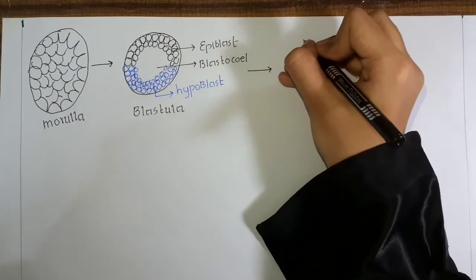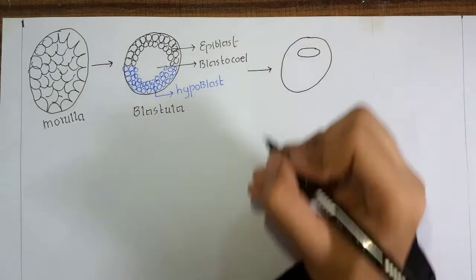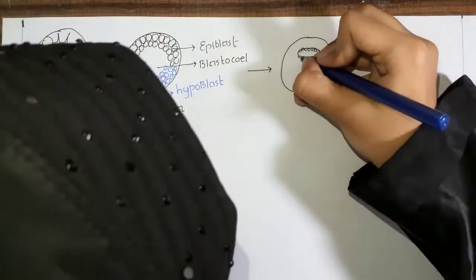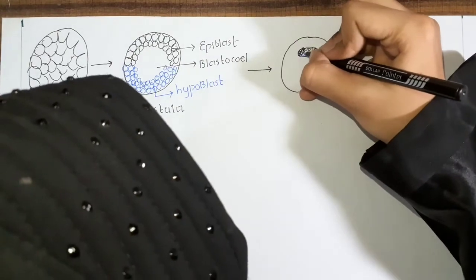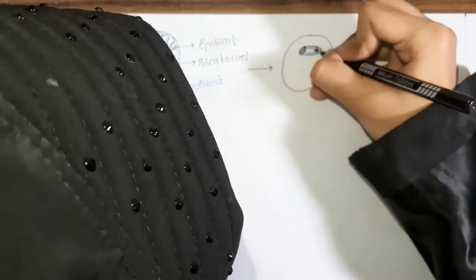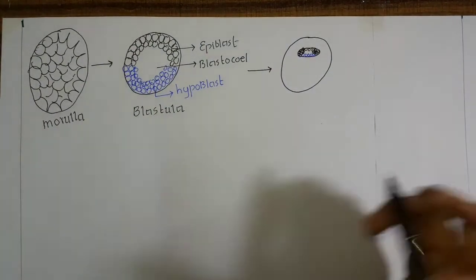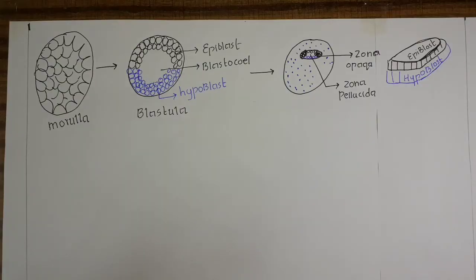Before going to the next stage, let me clear some basic terms, which are zona opaca and zona pellucida. In physics, we have learned about opaque objects, from which light doesn't pass. So zona opaca is the area where the differentiation of the hypoblast and epiblast does not occur and light does not pass through this area. So this is called zona opaca.